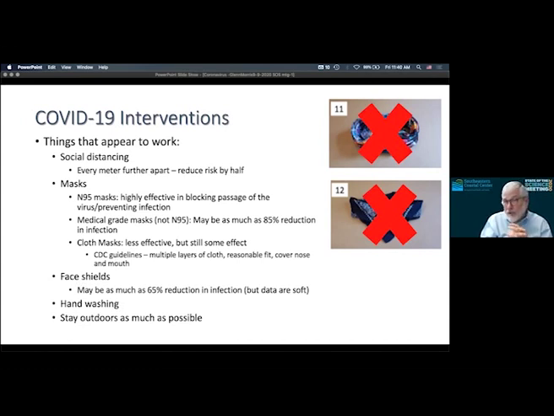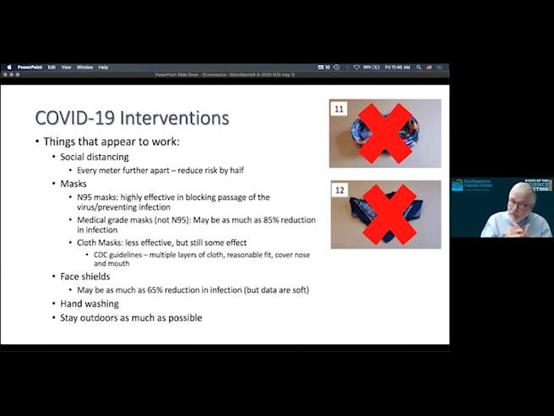So if you're going to use a mask, make sure it's a mask that works, and be aware that it's not just any random face cover. And in fact, CDC has now started to say don't use these. Face shields, they are controversial. Maybe some studies show as much as a 65% reduction in infection, but the data are soft.